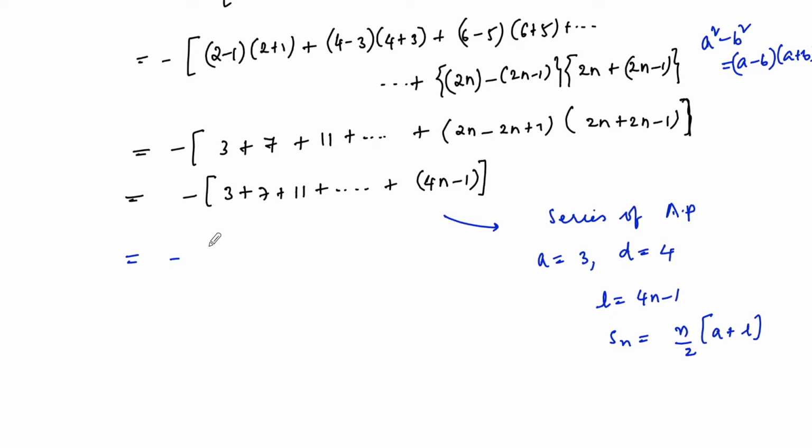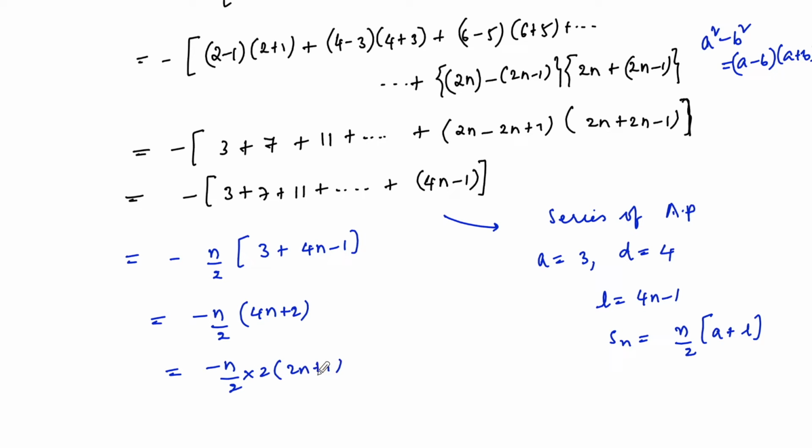So we can write minus of n by 2 times of a plus l, that is first term is 3 and the last term is 4n minus 1, which is equal to minus n upon 2 into 4n, 3 minus 1 is 2, or we can take 2 common, 2n plus 1, which is equal to minus n times of 2n plus 1. That is the answer.